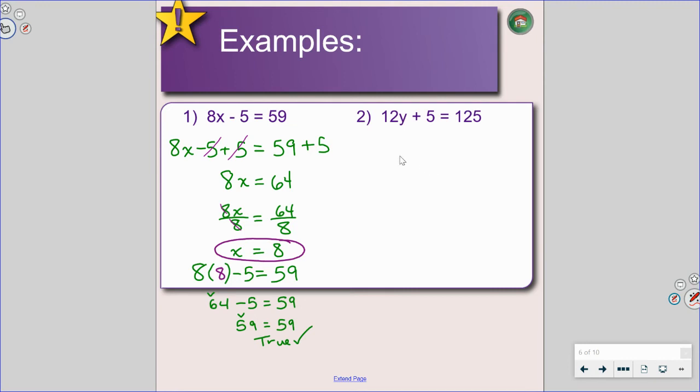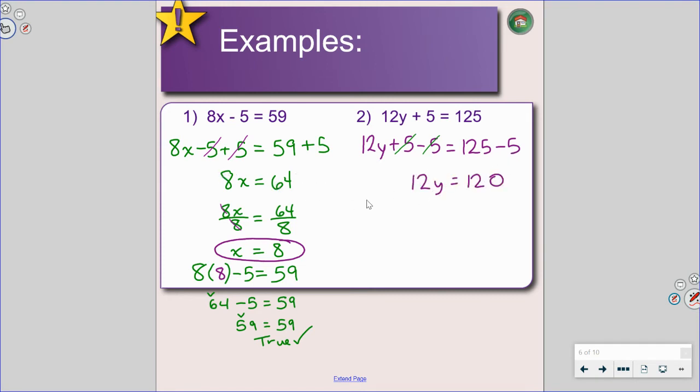Let's do another one, and as you're doing this, look at how these two problems are similar, look at how they're different. Obviously, they have different numbers, they have different variables. Here we get rid of 5 minuses with 5 pluses. Here we got to get rid of 5 pluses. So we're going to take away 5 from both sides. That leaves us with 12y's equals 120.